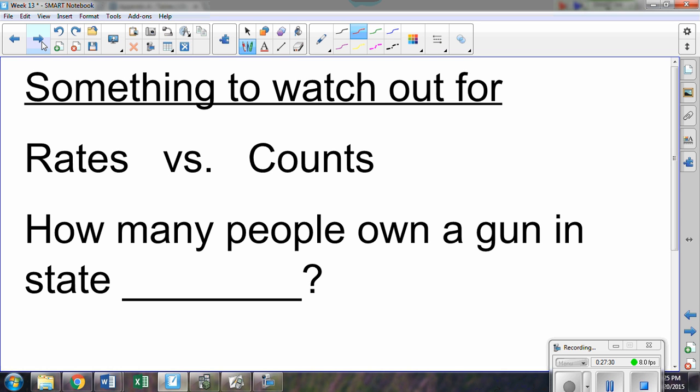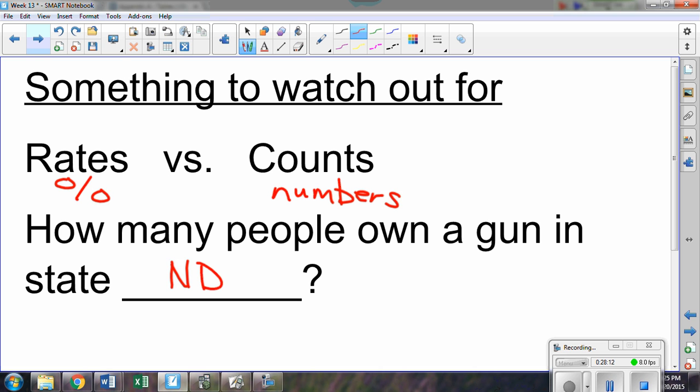Okay. One last part to pay attention to and to look out for. We'll look at this part, we'll do an example, and then we'll quit for today. You have to be careful about rates versus counts. Remember, rates are things like percentages. Counts are the raw numbers. For instance, if I ask you how many people own a gun in North Dakota, North Dakota has, what, 750,000 people in it?